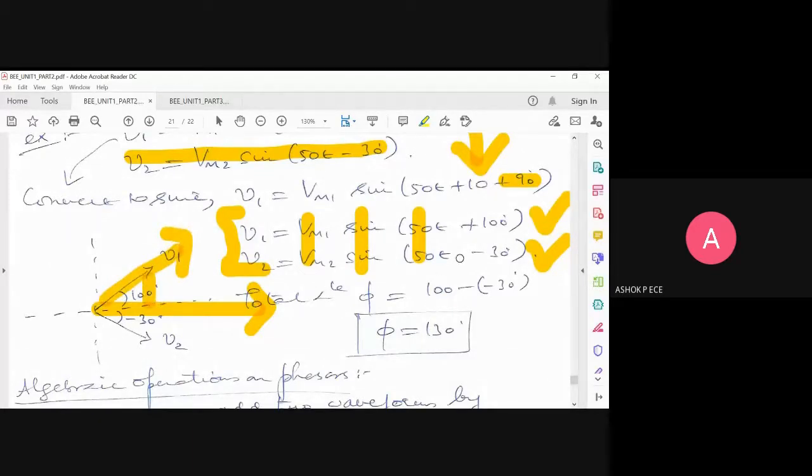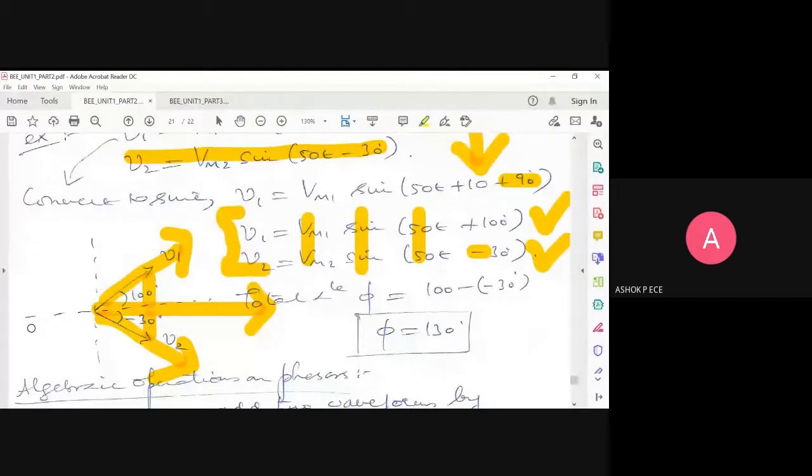For the second one, the angle is minus, so it should obviously be lagging behind the reference. So I will draw V2 below, and the angle is going to be minus 30. Whenever you mark the angle in the opposite direction, you write it with a negative sign. Anticlockwise is always positive. Clockwise is going to be negative for writing your angle.